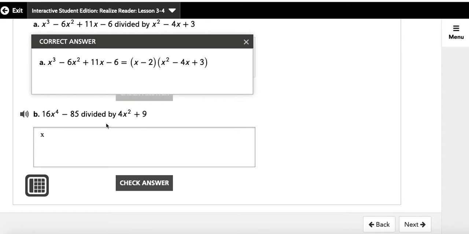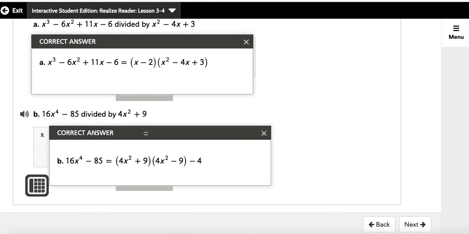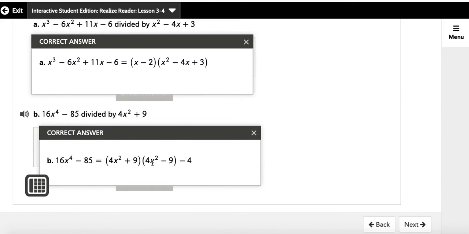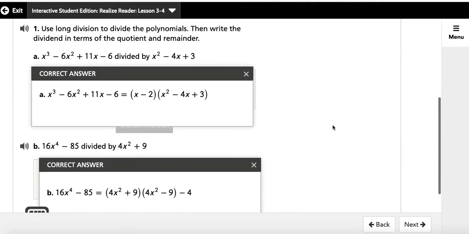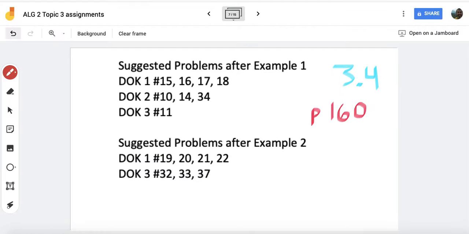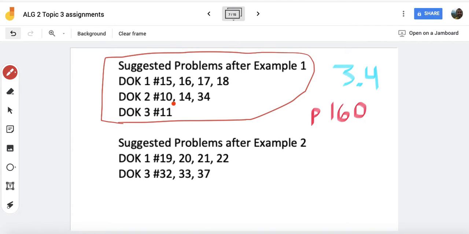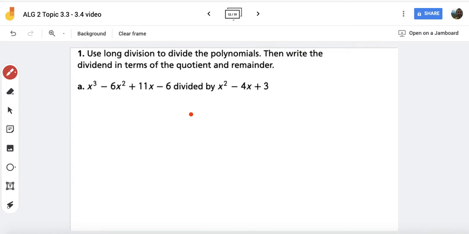When you divide this polynomial by 4x squared plus 9, you get 4x squared minus 9. And there's a remainder of 4, minus 4. Okay, I will do those out after I show you the potential homework. For example 1, your teacher could assign you from page 160, 15 through 18, 10, 14, and 34, or 11. For those of you who want more explanation, here we go.